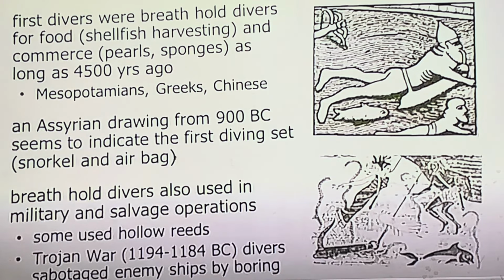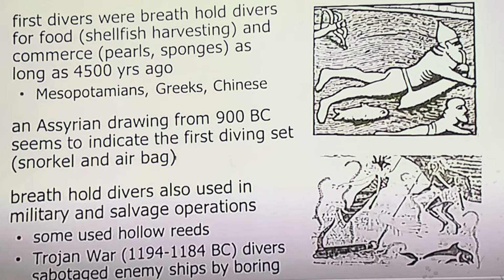The first divers were breath holders for food, basically shellfish harvesting and commerce, pearls, sponges, as long as 4,500 years ago in Mesopotamia, Greeks and Chinese, he says. But there's another connection too to the ancient Phoenicians, for they had women that dove and ended up collecting those special type of snails that they made the purple dye out of. In fact, there was a gimmick that they could easily hold their breath longer than any man that's going to try over here. And it starts to come across twisted into a story that looks like mermaids. But that's in other videos.